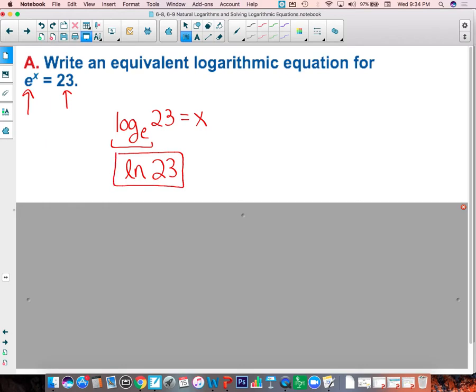Now, if you wanted to go a little bit further and actually get a decimal representation of this, you would just press natural log, so ln. Find that button on the left-hand side of your calculator, for those of you that have the TI-30s. So press natural log of 23. That gives you about 3.1355. But we don't need to go that far because all we want is a logarithm.